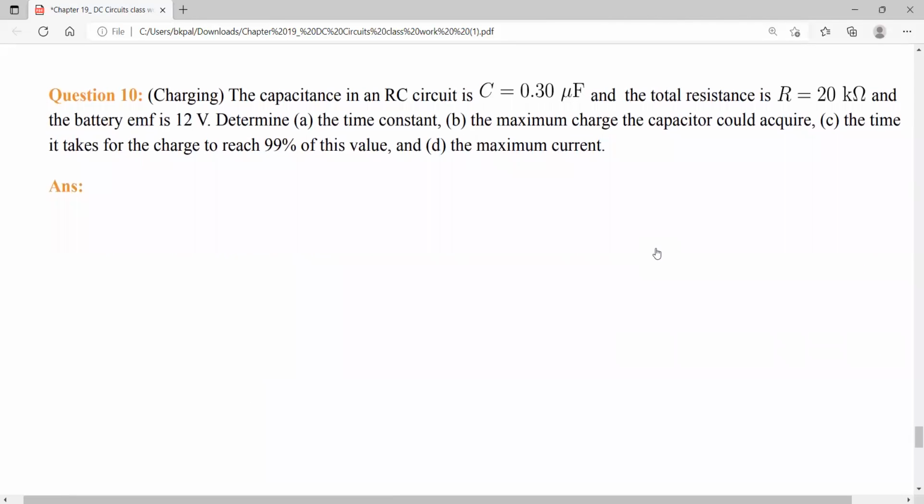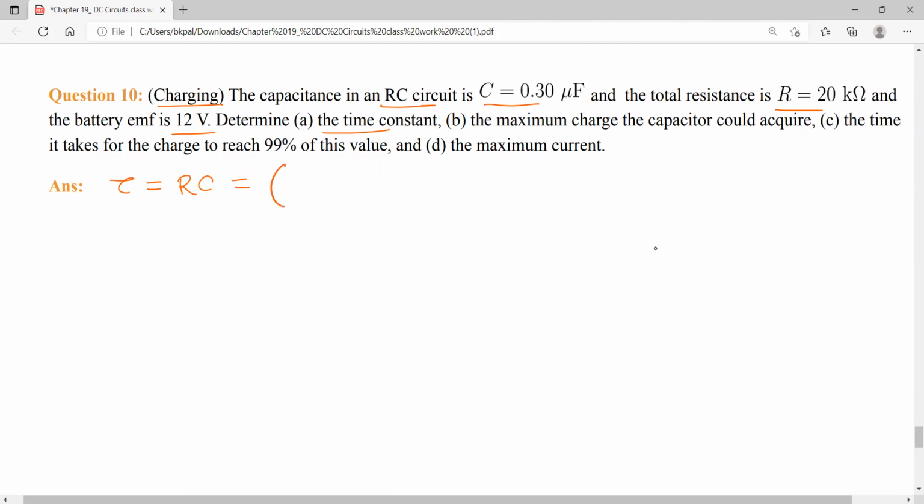The last one, oh no, not the last one, 10 and 11. So 10 is about an RC circuit, the charging of an RC circuit. What we are given here is the capacitance and the resistance, and R and C are connected with a 12-volt battery. So the first one we have to calculate is the time constant, which, if you remember, is equal to RC.